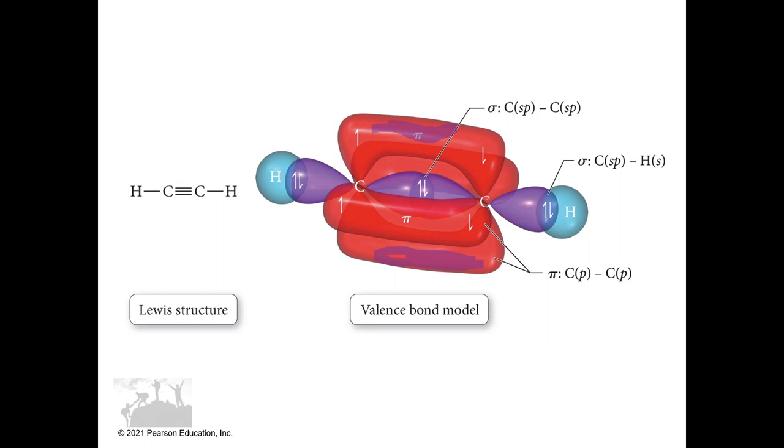Now, what about the second pi bond? Well, that's this guy here. Hopefully, you could see this one, and it corresponds to this guy back here. Now, if you kind of rotate it a little bit, these two are technically above and below the internuclear axis as well. Now, when you compare these two pi bonds, they are perpendicular to each other.